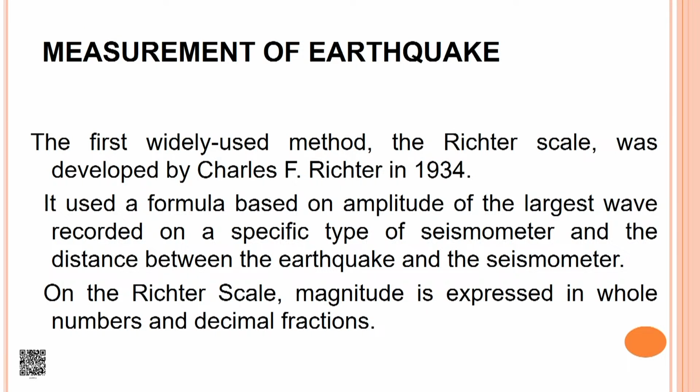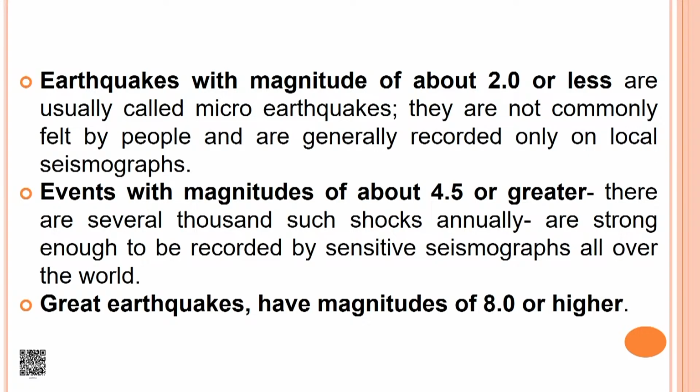On the Richter scale, magnitude is expressed in whole numbers and decimal fractions. Earthquakes with a magnitude of about 2 or less are usually called micro earthquakes. They are not commonly felt by people and are generally recorded only on local seismographs. Events with a magnitude of about 4.5 or greater, of which there are several thousand such shocks annually, are strong enough to be recorded by sensitive seismographs all over the world. Great earthquakes have a magnitude of 8 or higher, and these cause very severe damage.